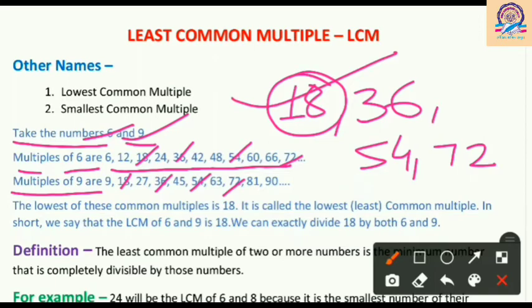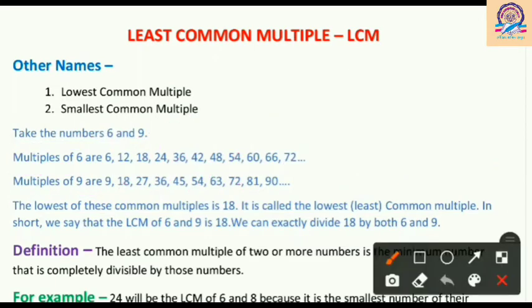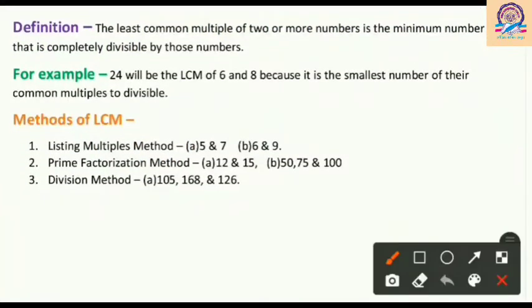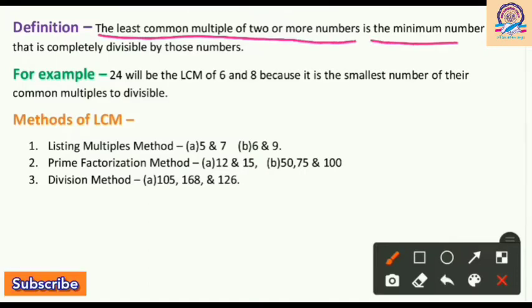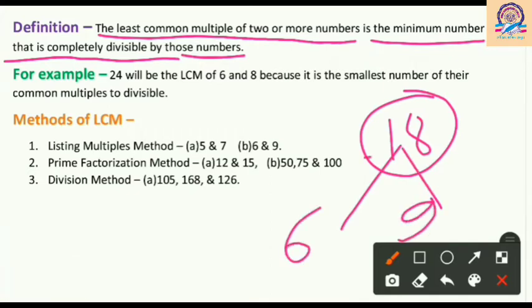I think you have understood what LCM is. In this way we can give a definition. So what is the definition? Yes, here is the definition: the least common multiple of two or more numbers is the minimum number that is completely divisible by those numbers. There you can see that 18 was completely divisible by 6 and 9, so it was the smallest common multiple of 6 and 9.